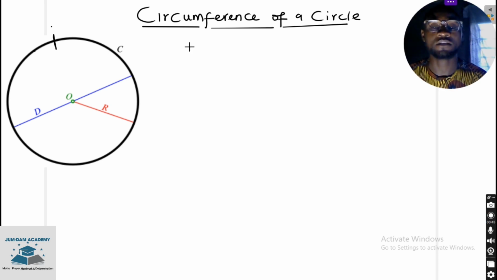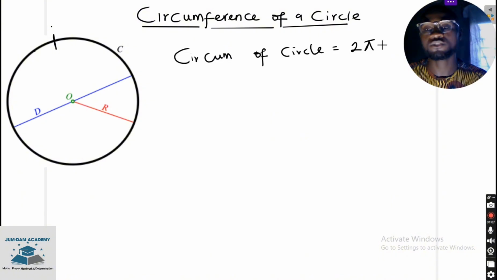Circumference of a circle is also known as perimeter of a circle. So these words can be used interchangeably: circumference, perimeter. Now, how do I measure the circumference of a circle or the perimeter of a circle? There is a formula to use for it. Circumference of a circle is given by 2 pi r. What is the content of this 2 pi r?